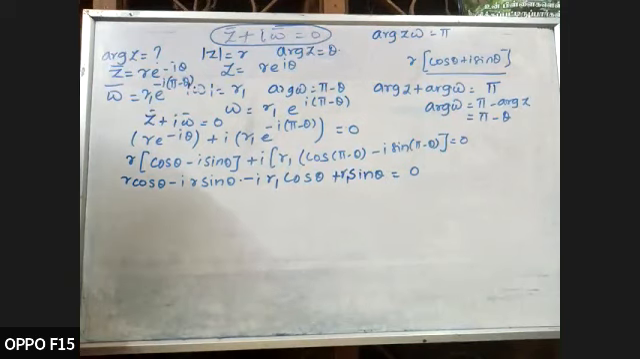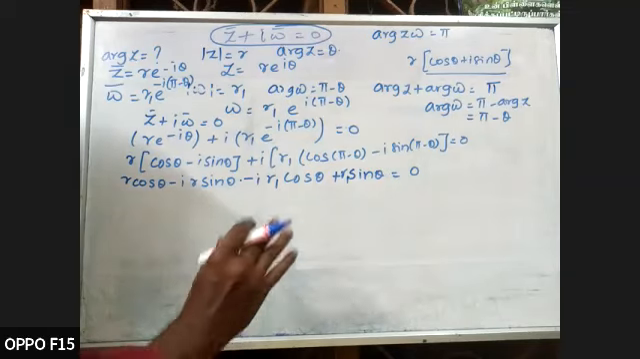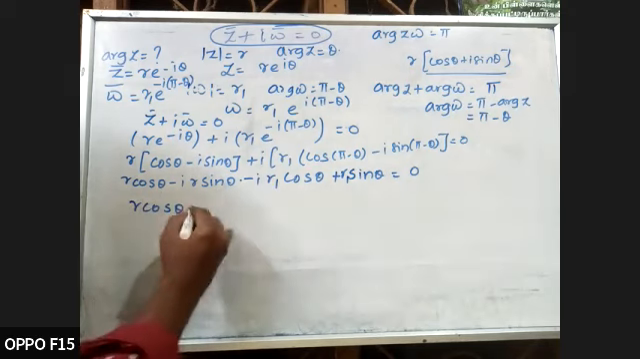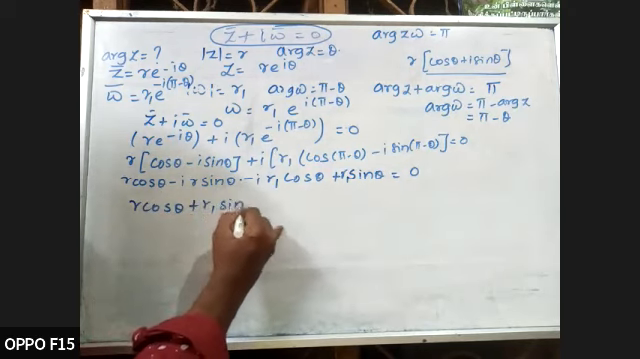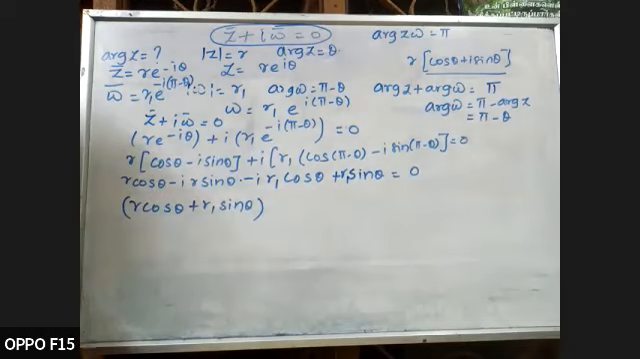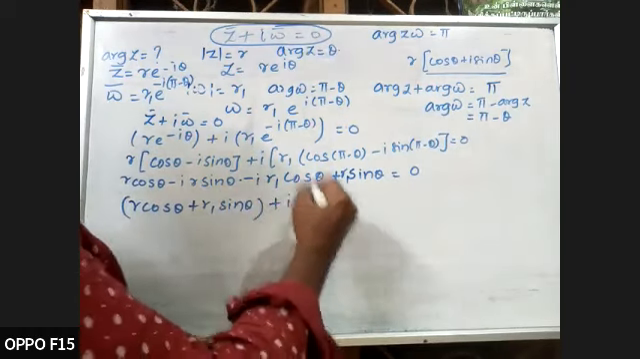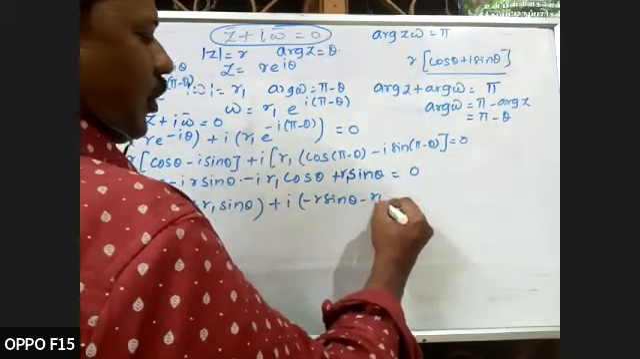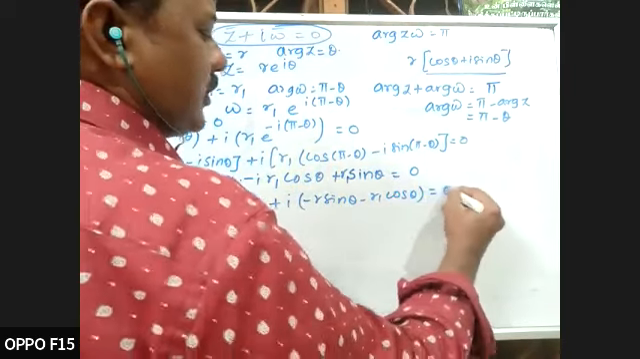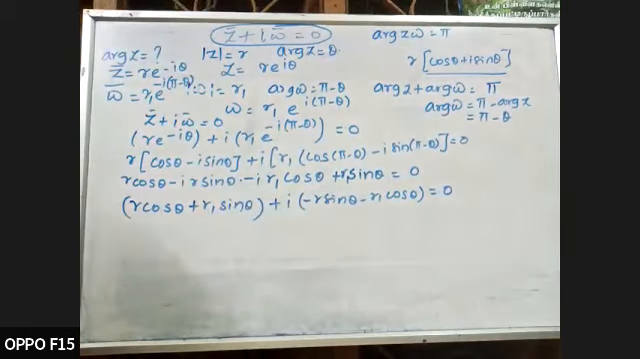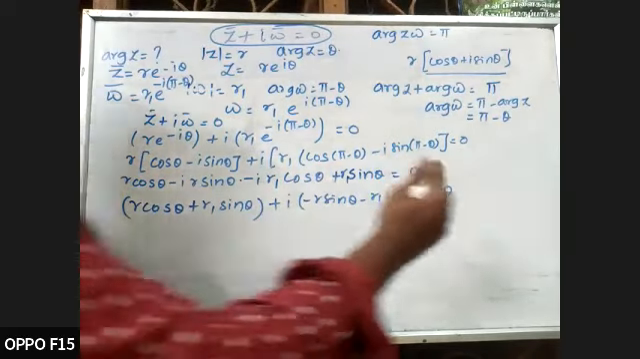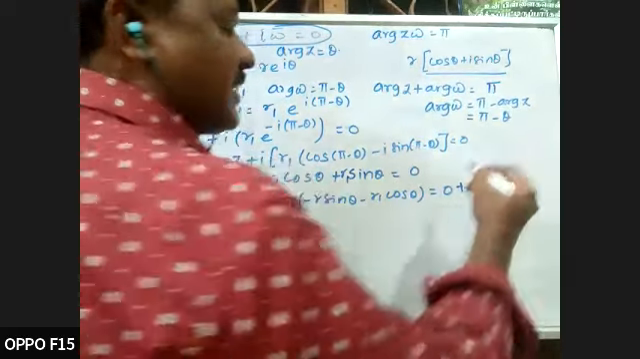Now, இப்போ நான் என்ன பண்ணப் போறேன், ரியல் பார்ட்டையும் இமேஜினரி பார்ட்டையும் செப்பரேட் பண்ணி, எதெல்லாம் ரியல் பார்ட், r cos theta plus r1 sin theta is a real part. அடுத்து imaginary part, if you take, I'll get minus r sin theta minus r1 cos theta is equals to 0. கரெக்டா பாருங்க. I am separating the real and imaginary part.